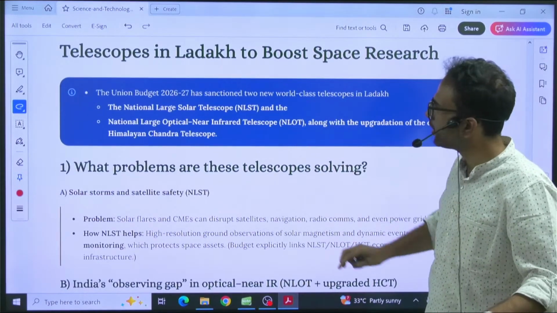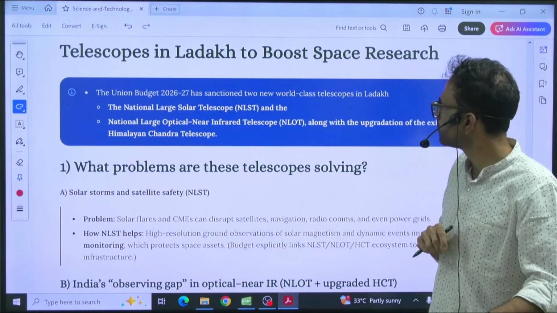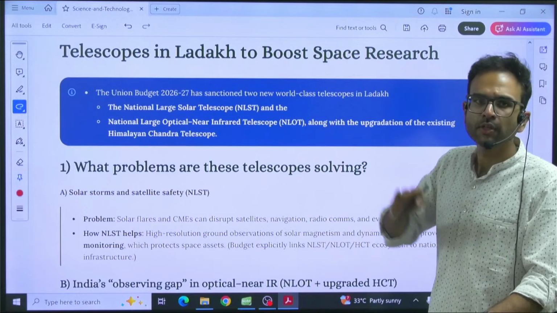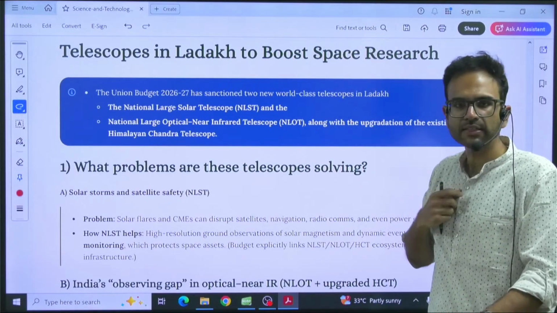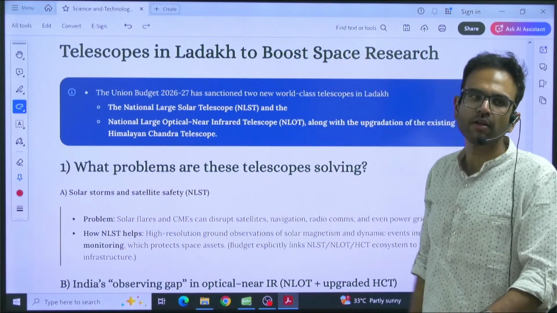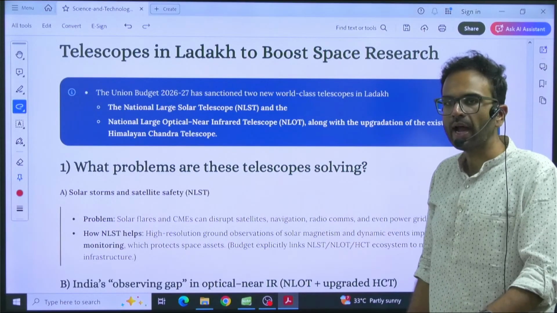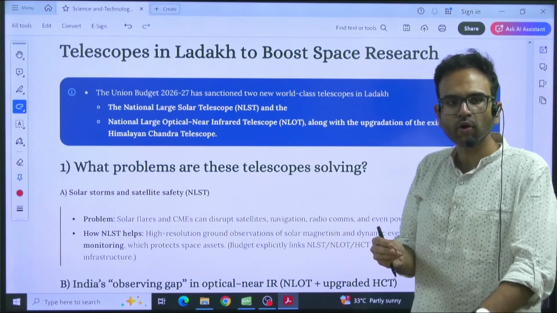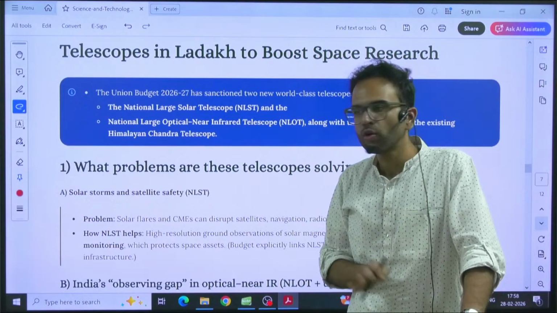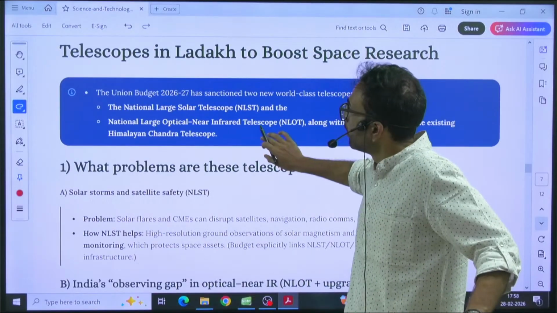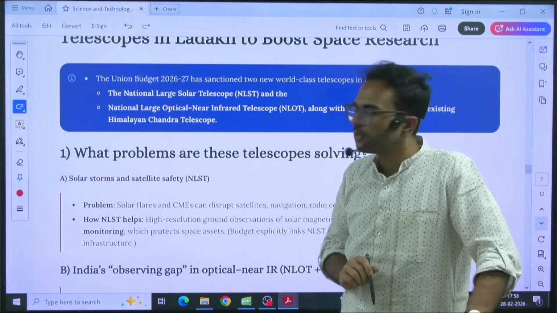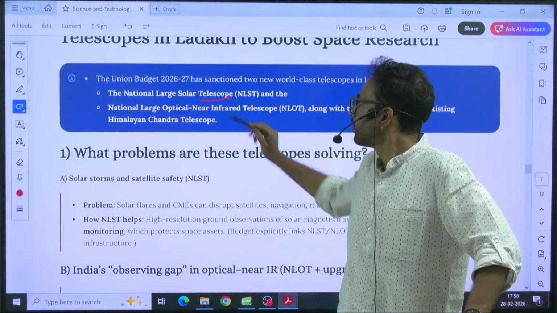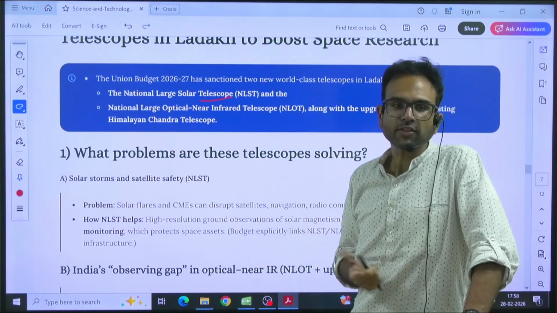The Union budget sanctioned 2 world-class telescopes in Ladakh. Why Ladakh? It's one of the highest areas from the mean sea level in India. And this will qualify for all the criteria that we discussed. No photobombing here. So, what are the telescopes? Solar telescope, large solar telescope.